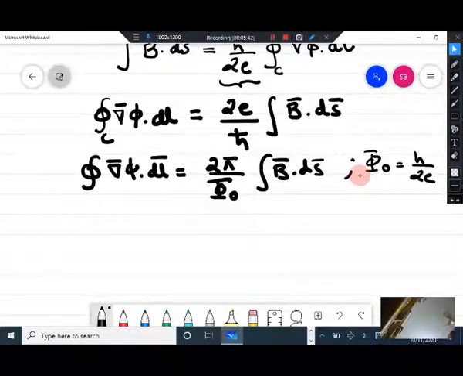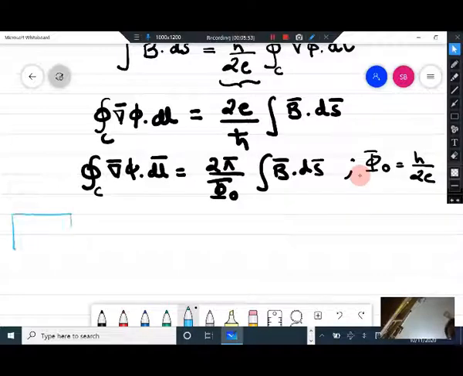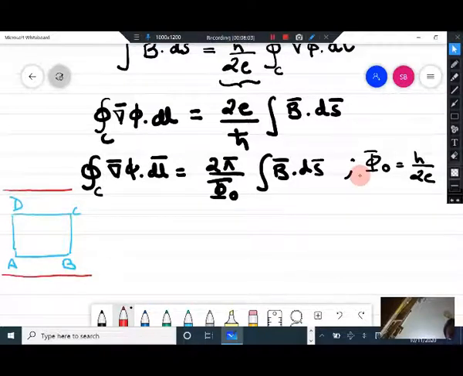Now let us look at this integral over the curve C. If you recall, we had this curve ABCD, you had your superconductors and you had your Josephson junction here. This was superconductor 1, this is superconductor 2.